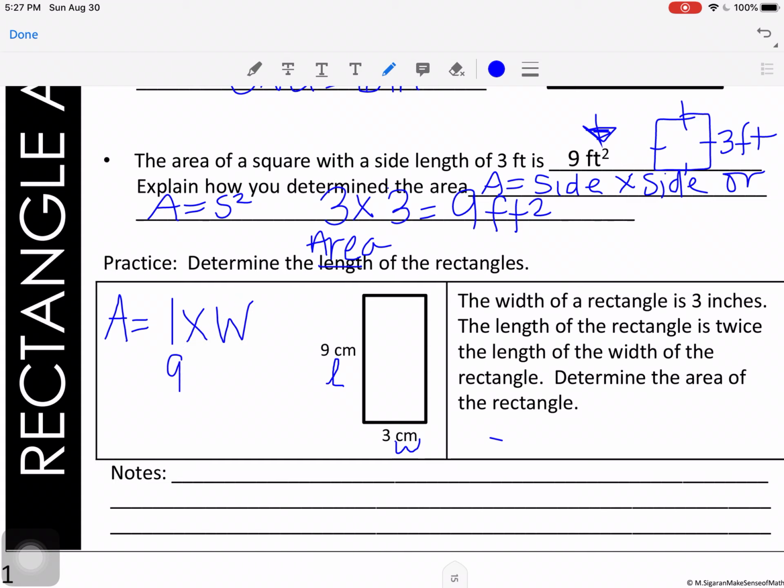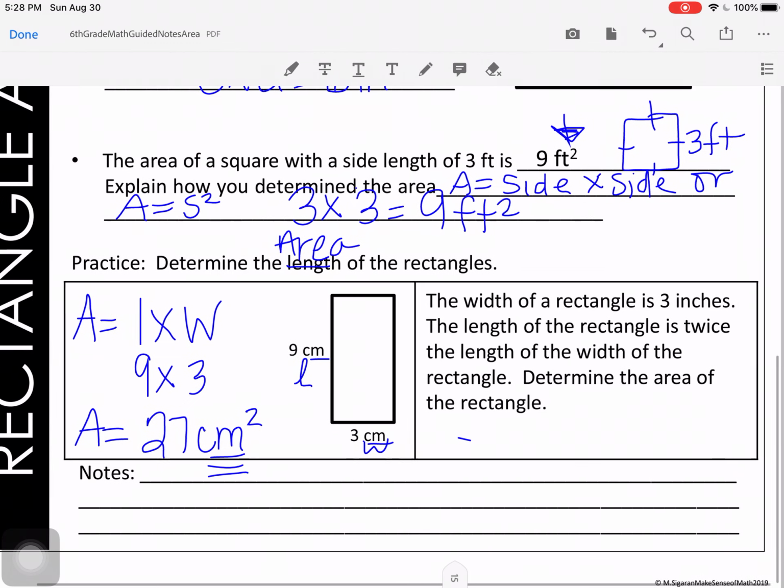We said 9 is our length. We said 3 is our width. So the area of this rectangle is 9 times 3, which is 27 square centimeters. Remember, units times units gives us a unit squared.